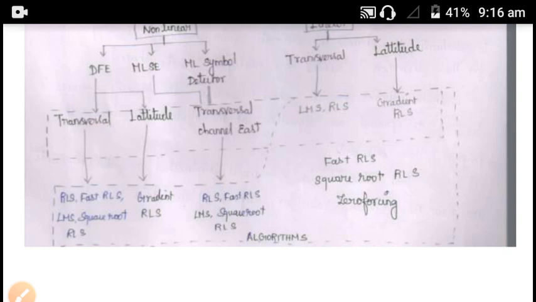Then for the maximum likelihood sequence detector, we are using transversal channel estimation. The algorithms in MLSE and MLSD use the same structure, that is transversal channel estimation. In that we are using the algorithms LMS, RLS, fast RLS, then square root RLS. These are the algorithms that we are using in these equalizers.